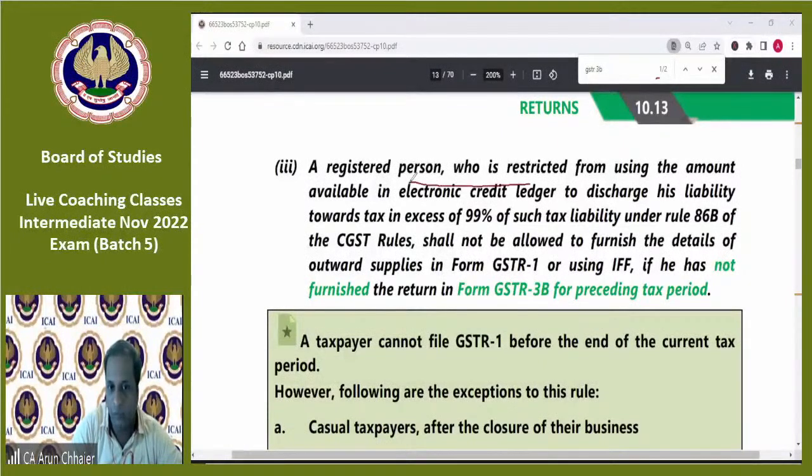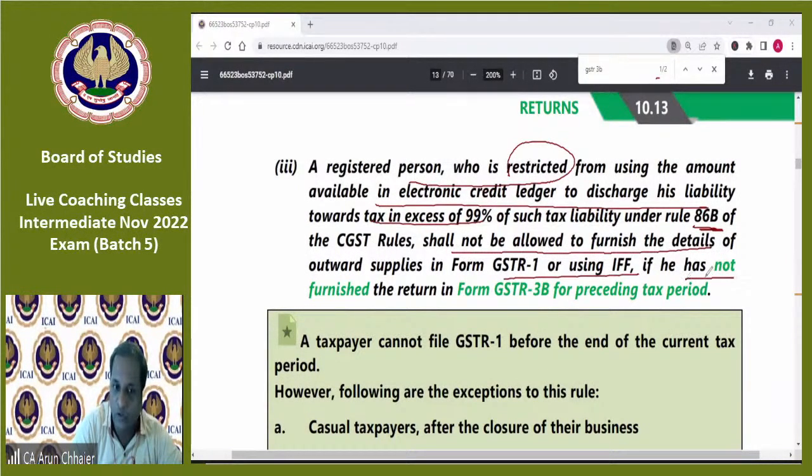A registered person who is restricted from using the amount available in the ECL to discharge the liability to 99%, if you remember 86B, shall not be allowed to furnish the GSTR1 or IFF if he has not furnished the 3B for the preceding tax period. For the last month, it is not being filed. If it is not being filed and 86B is applicable, I will not be able to furnish the IFF or GSTR1.